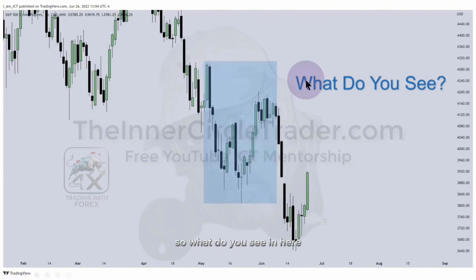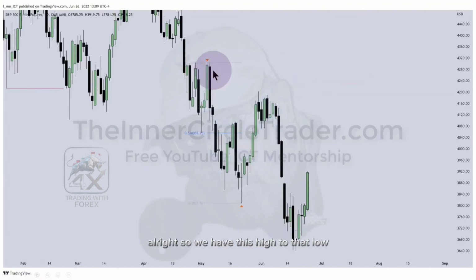So what do you see in here? All right, so we have this high to that low. Why am I picking this high? Because it has the most energetic price run away from it. It's the most recent one that has that energy going lower. The delivery of the candles moving away from it quickly. That's what I'm really getting at. So I'm framing it with the logic that this is likely to stay open, not rebalance, and the market's going to drive lower. So our range from here to here, that's what I'm measuring, and equilibrium is here.